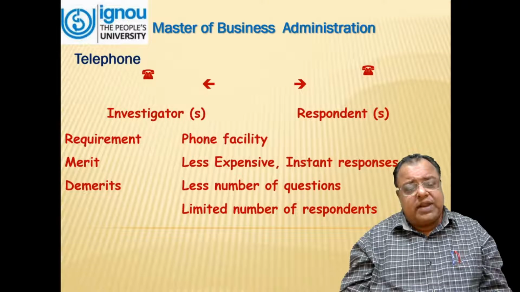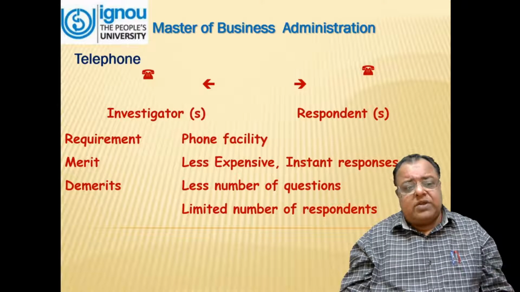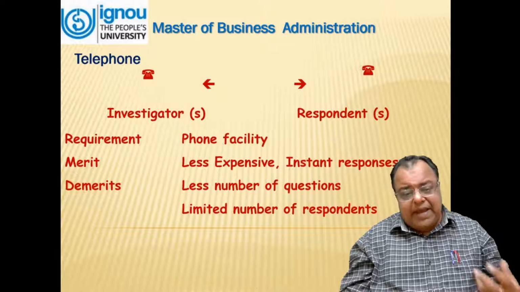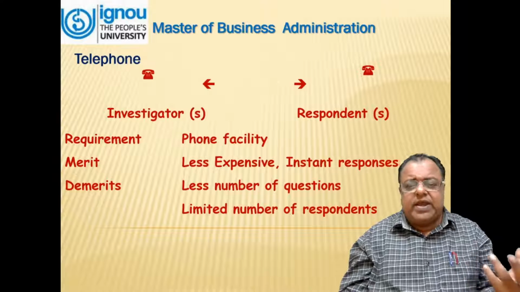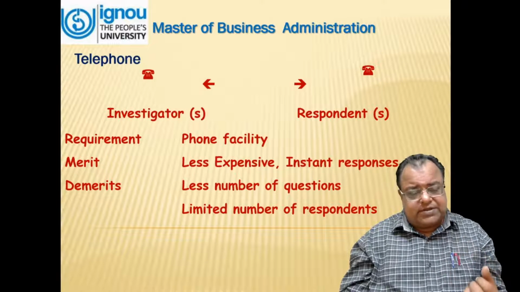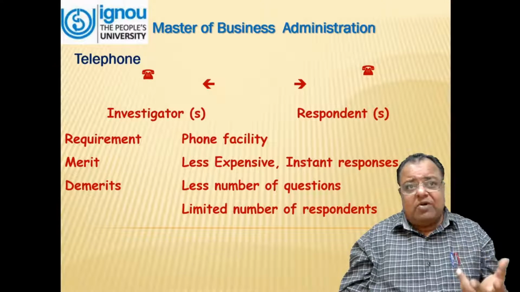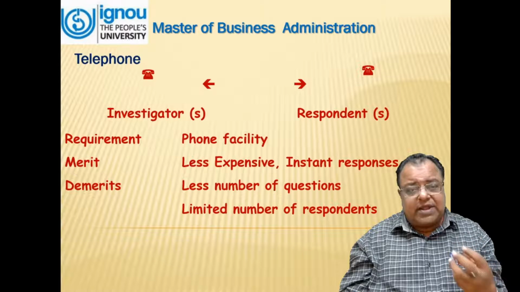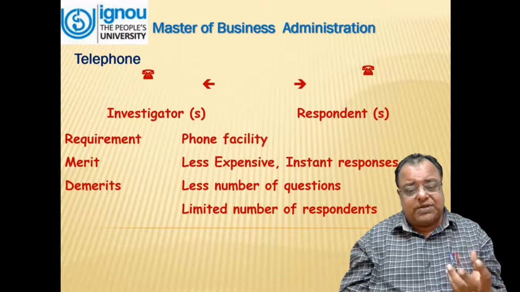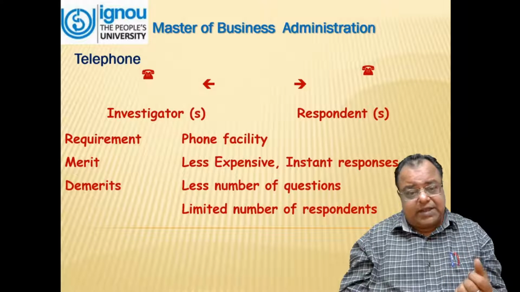Third one is your telephonic conversation. That means there is an investigator and respondents. The requirement for this is you should have a phone facility. Merits are it's less expensive, we can call anybody, and we get instant responses. Similarly, the demerit is that on a phone call we cannot ask a large number of questions. That means we have to be specific in asking the question, and no doubt a limited number of respondents are there.